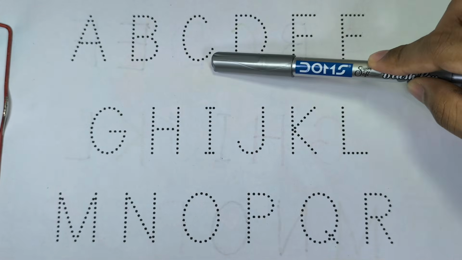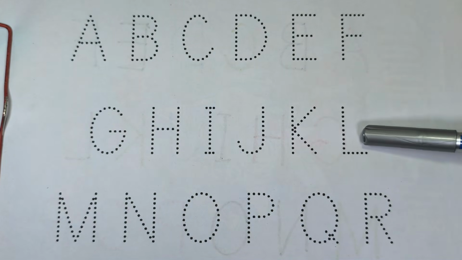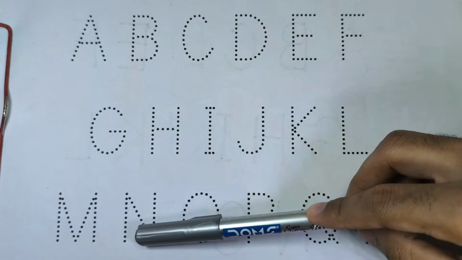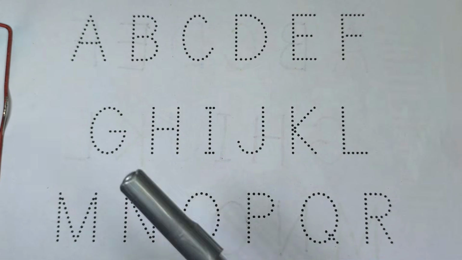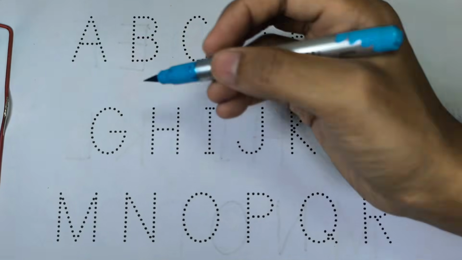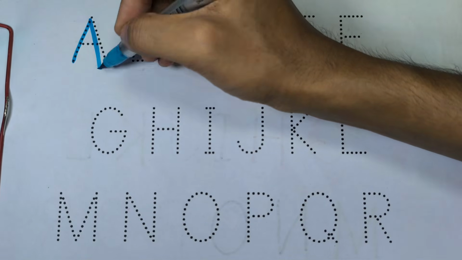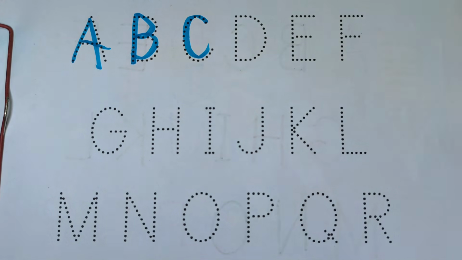A, B, C, D, E, F, G, H, I, J, K, L. The next one is M, N, O, P, Q, and the last one is R. Now start writing alphabets. First we're writing the alphabet of A, and now we're using the color of sky blue. A for apple, A for ant, B for ball, C for cow, C for cat.